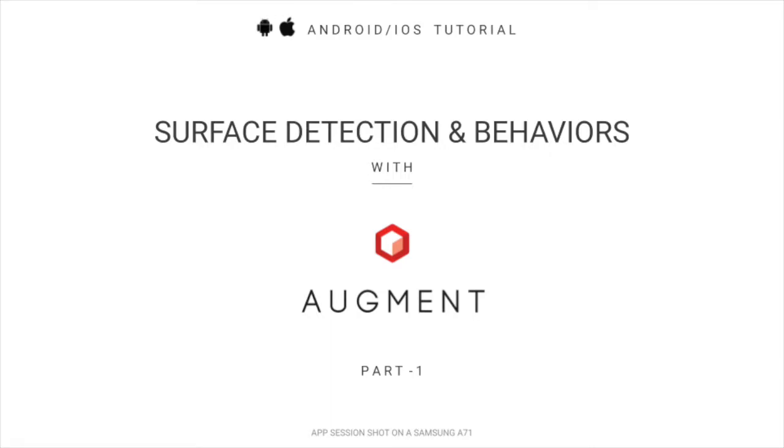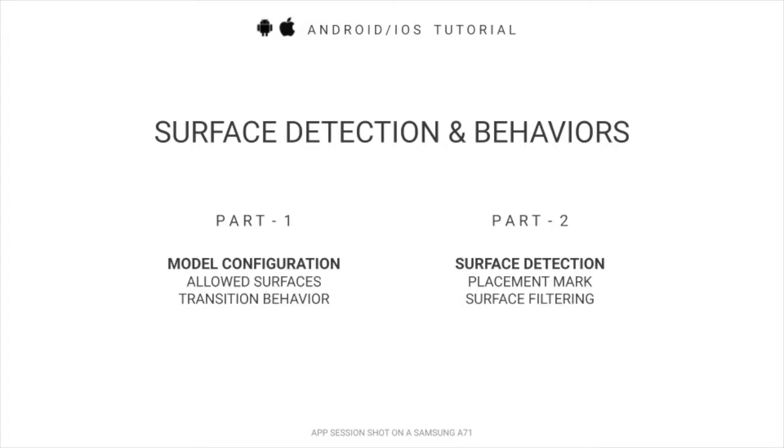Welcome to the overview on the advanced surface detection and configuring model behaviors. The presentation is divided into two parts. This is the first part. In this video we will focus on the settings available in the Augment Manager to restrict the placement of a model on a surface type or to control its behavior when it switches from one type to another.